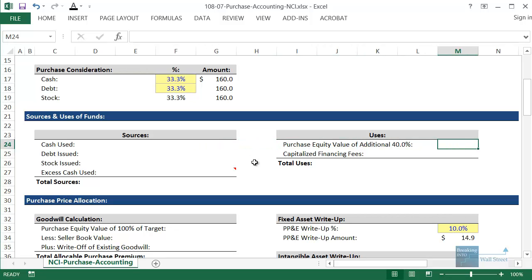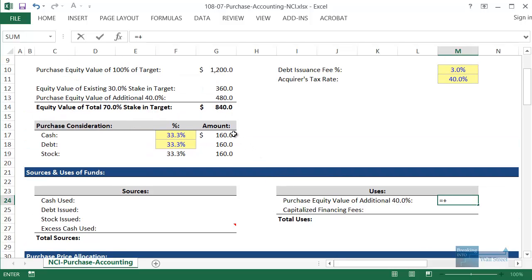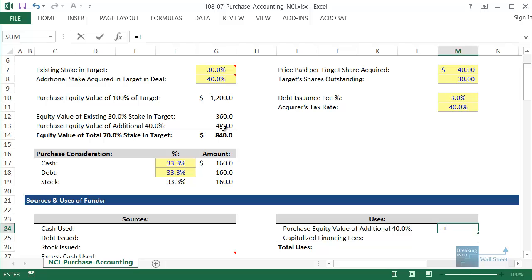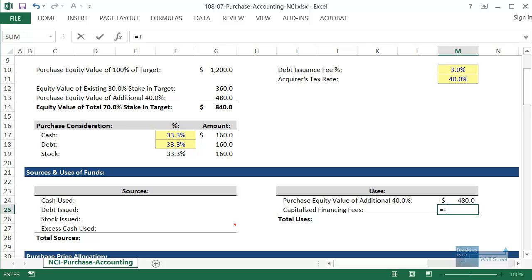With sources and uses, let's just take a look at how much it's going to cost us to acquire the additional 40%. So we know the purchase equity value of that additional 40% is just 480 million right here. And then we're going to have some fees associated with this. We might have other fees, but I've just simplified it and assumed only capitalized financing fees, which will be based on the fee issuance percentage times the amount of debt used, the 160 million right here. So we can just take our debt issuance fee percentage and multiply by 160. We can add those up.